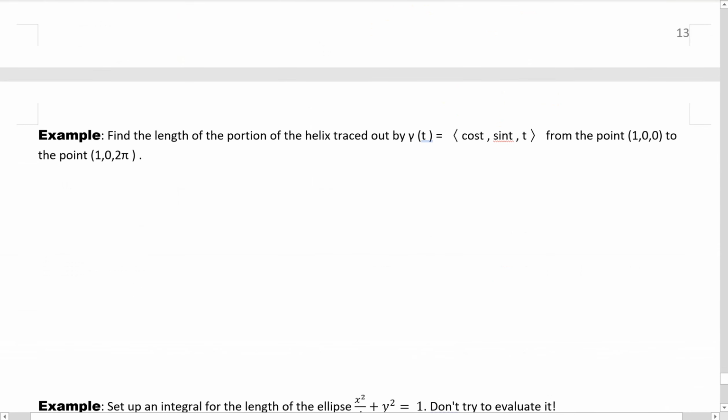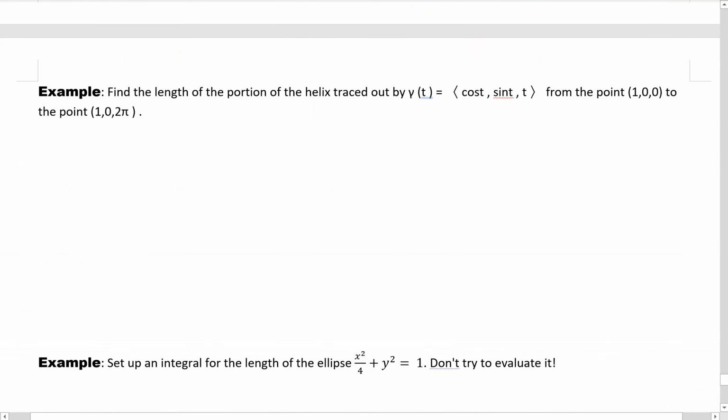So let's look at our example. Find the length of the portion of the helix traced out by cosine t, sine t, and t from the point 1, 0, 0 to the point 1, 0, 2 pi. So here, first of all, let's find the velocity. So what does the helix look like? Well, let's try to plot it.